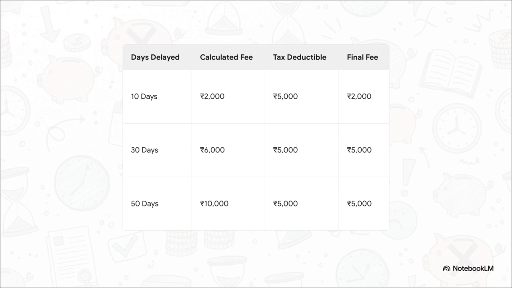That yields a raw fee of $6,000. Because our tax-deductible amount is only $5,000, the statutory cap kicks in, saving the day and limiting the final fee to $5,000. The exact same logic applies to a 50-day delay. Even though the raw calculation shoots up to $10,000, the maximum fee payable remains firmly locked at $5,000.